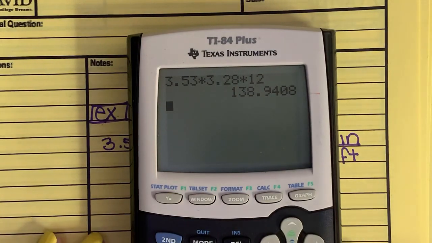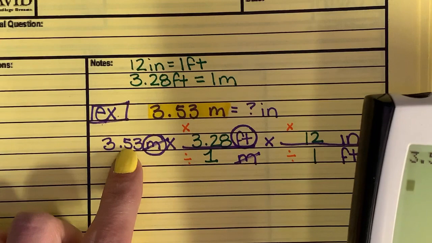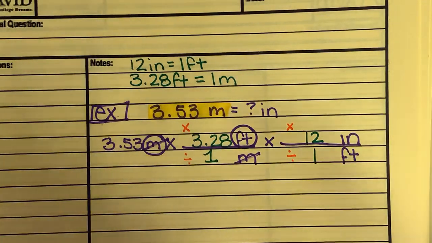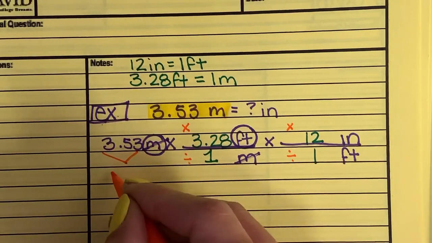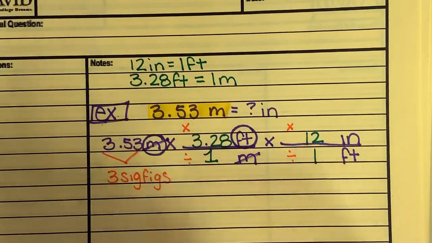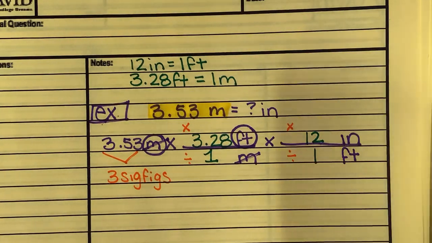I'm still keeping track of significant figures. It is still based off of the measurement, not equivalent statements. So I was starting with 3 sig figs. So I get to keep 3 sig figs.